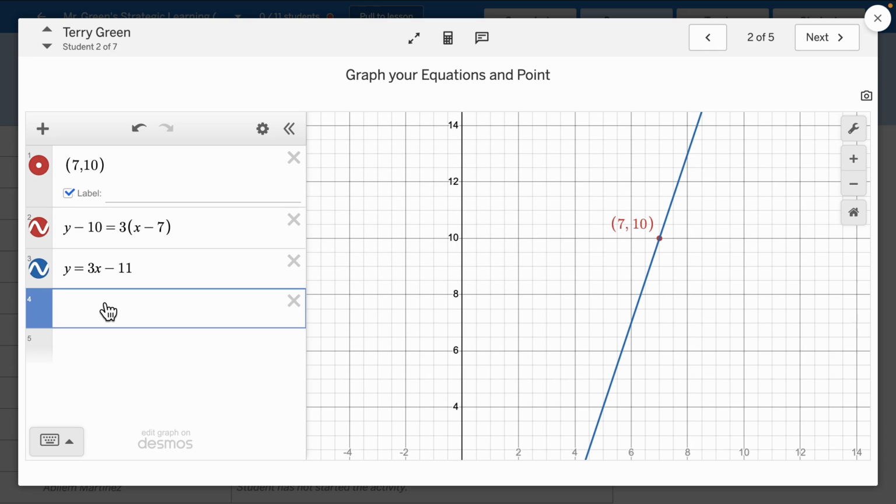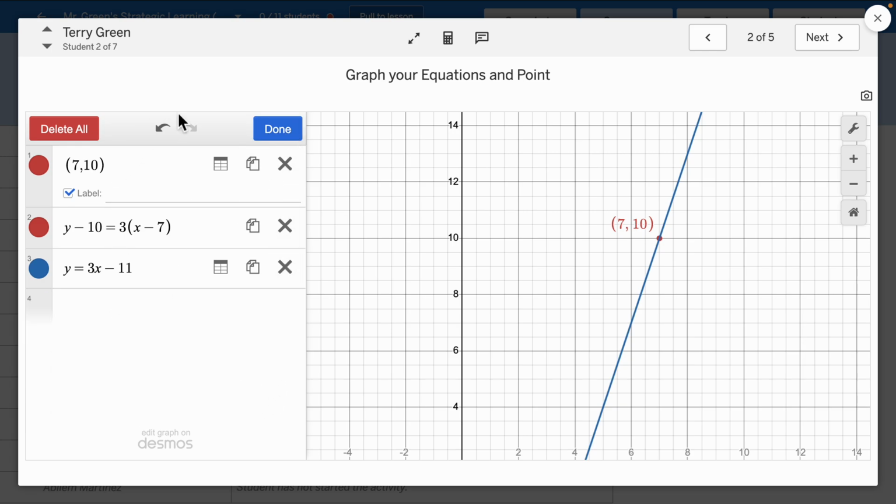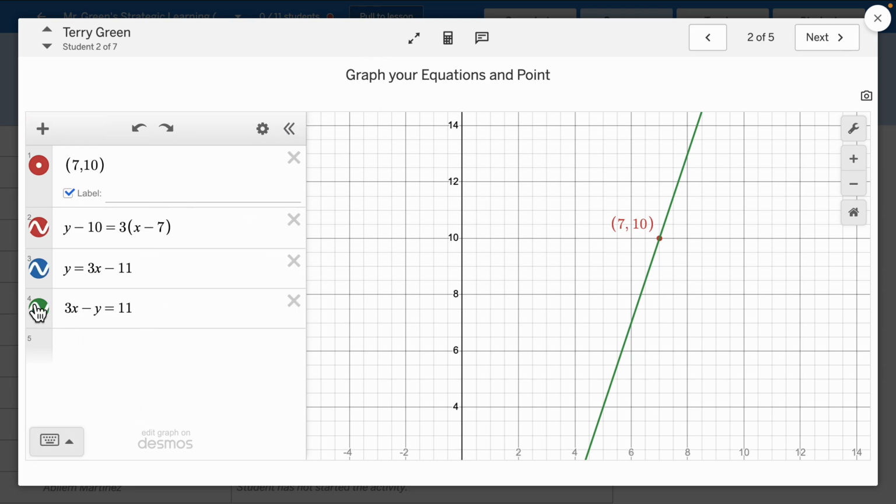And then I'm going to type 3x minus y equals 11. And that should also give me the same line. I'm going to change that to green, just so that it's obvious. Oops, it looks like I actually deleted something. Got it back. So, as you can see, that's standard form, that's slope-intercept form, point-slope form. They all have the same line. Different names for the same thing. That concludes the project.